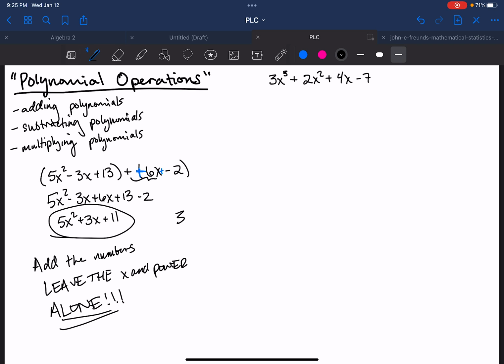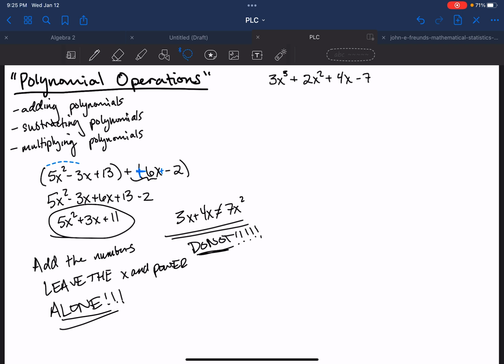If you have 3x plus 4x, that is not 7x squared. Don't do it. Do not do it. I'll give that 5 exclamation points. Don't do it.